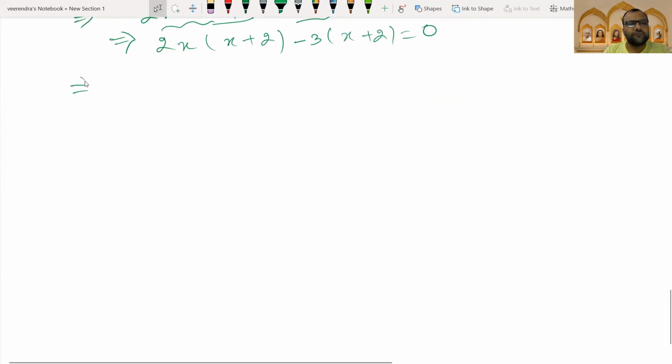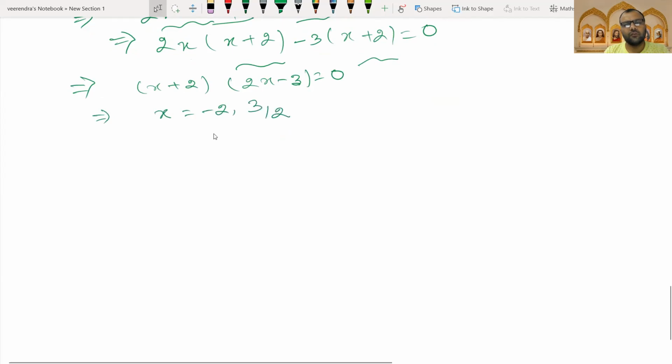It can be written as, now we will take x plus 2 common from both the terms. So it will be (x plus 2)(2x minus 3) equals 0. So from here we can write the value of x will be minus 2, 3 by 2. So in such a way we can find the solutions. We can solve the quadratic equations. We can try one more problem.